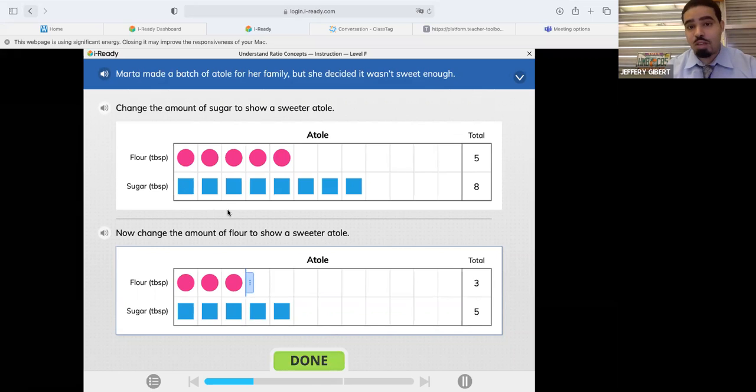So everybody understands when it says sweeter, that means you need more sugar. So that's why this one up here is good, because there's more sugar than flour. And this one down here is good because it's more sugar than flour. Nice.